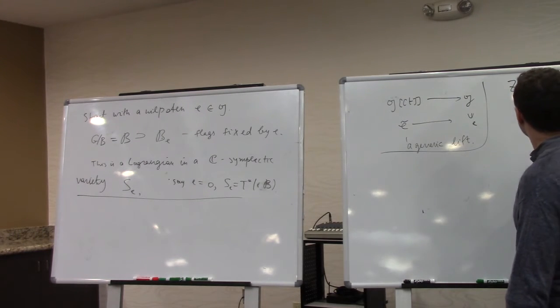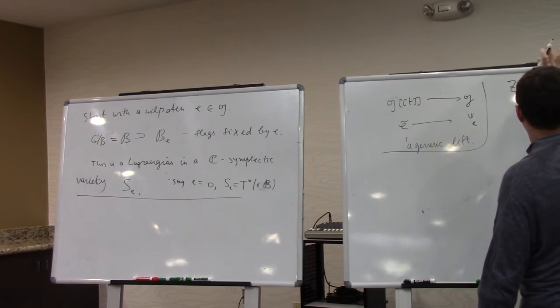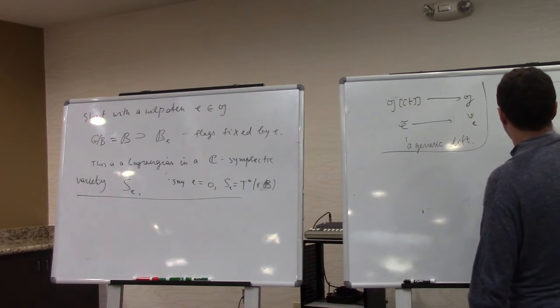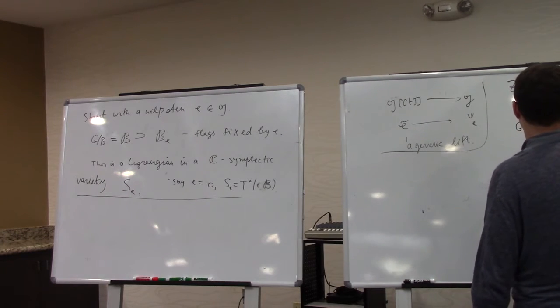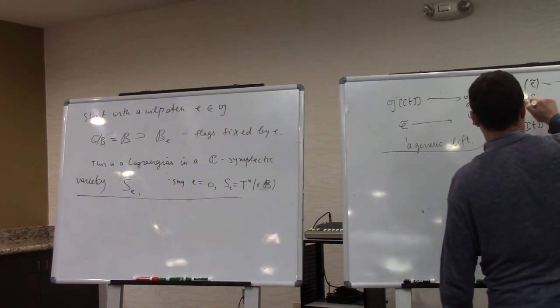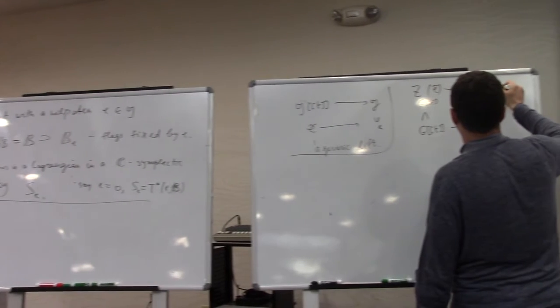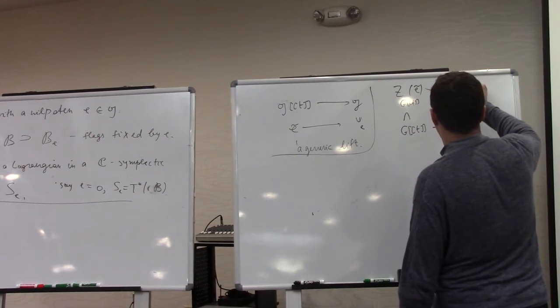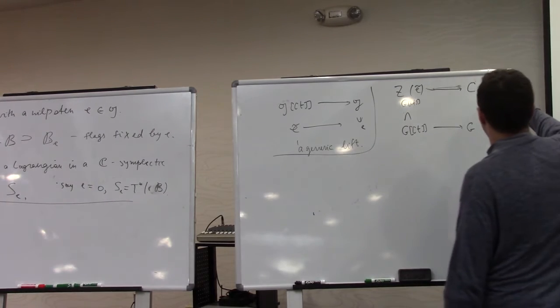For tilde things, I consider the reduction. This is a subgroup in the group of positive loops, and this maps to G, a subgroup. And then let CE be the image. Some auxiliary definition.